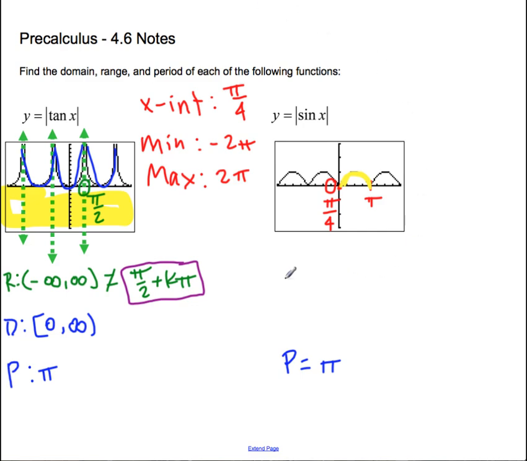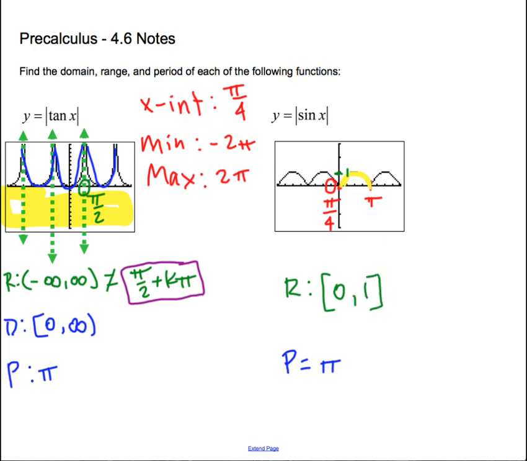And then what about the range? Well, the range are all the y values that are being used. And hey, just like the previous problem, we don't have anything being used under the x-axis. So our range is going to go from 0 up to what? From 0 all the way up to 1. From 0 up to 1. That's our range on this guy.